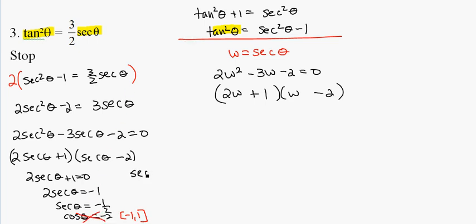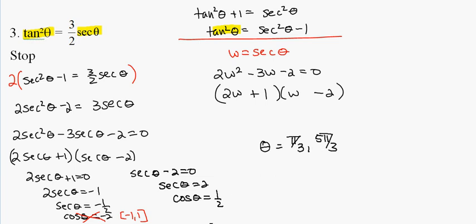So I have secant theta minus 2 is equal to 0. I have secant theta equals 2. I take the reciprocal of both sides. I get cosine of theta is equal to 1/2. And that's when theta is equal to pi over 3 and 5 pi over 3. We just want to make sure that these answers are appropriate because secant and tangent both have values that are undefined. So I just want to make sure that they're appropriate.